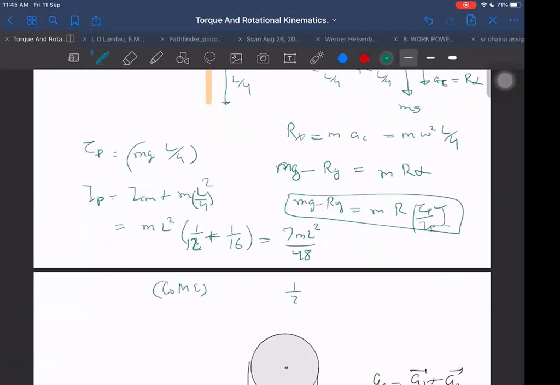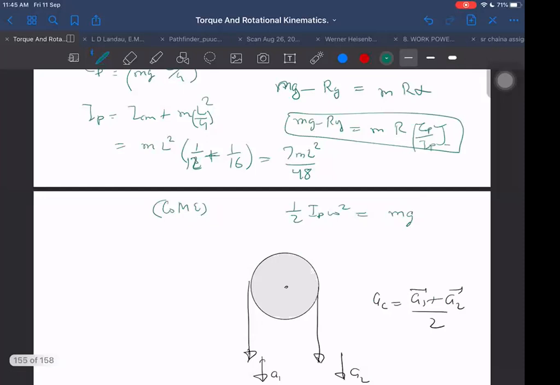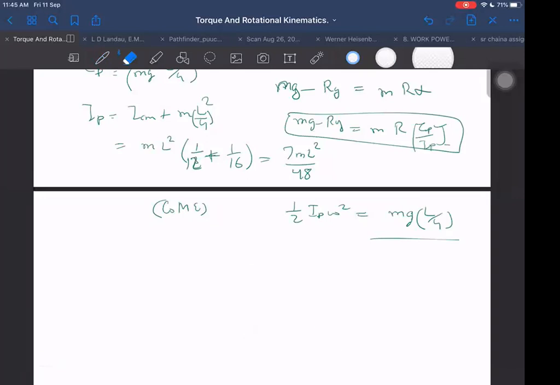Half of IP into omega square is equal to mg into L by 4, because from this level the center of mass is coming L by 4 down. I have to look at how the center of mass is going. The center of mass is coming L by 4 down, so mg into L by 4 only I should take. Right or not?